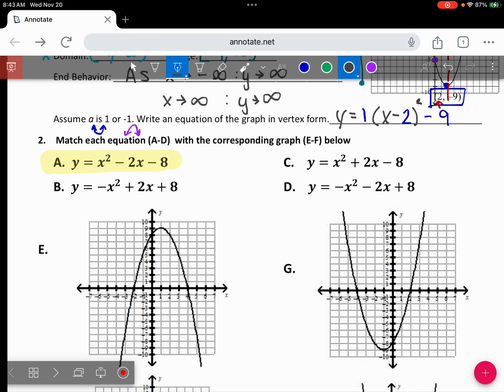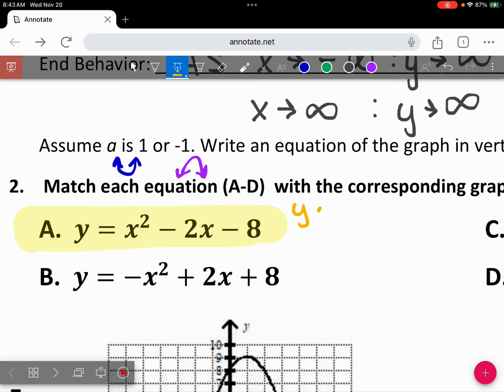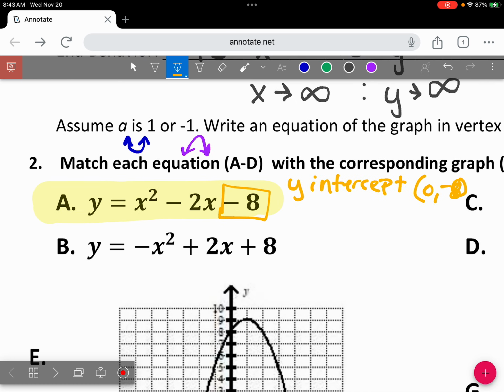All right, so when we're looking at these equations and trying to match them to graphs, we have several pieces we can use. When we are in our standard form here, we can use our y-intercept. Our y-intercept is always going to be that c value. So this first equation is going to have a y-intercept at (0, -8). It's always this c value. We have a positive a value, so just like we saw up here, we know this is going to be a happy face.